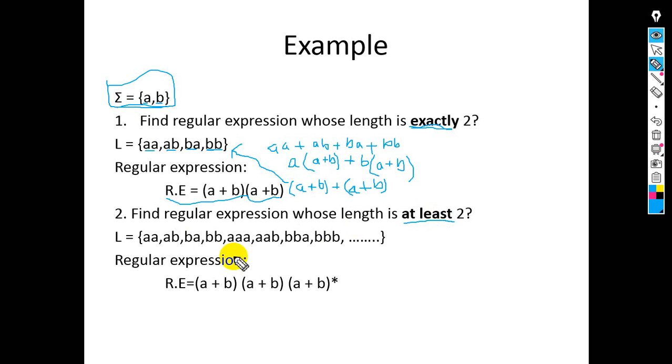So right here, what we have is a language where at least 2 means it starts from 2, and then we will have, for example, AA, AB, BA, BB.